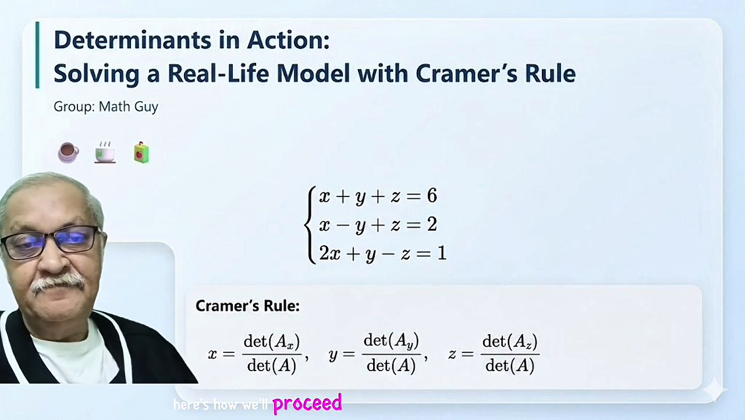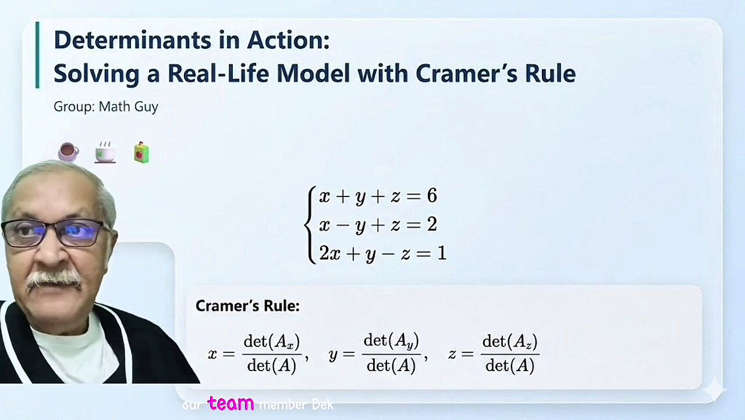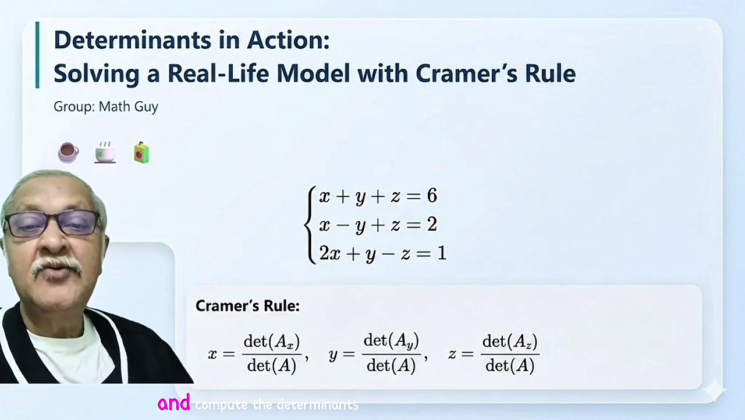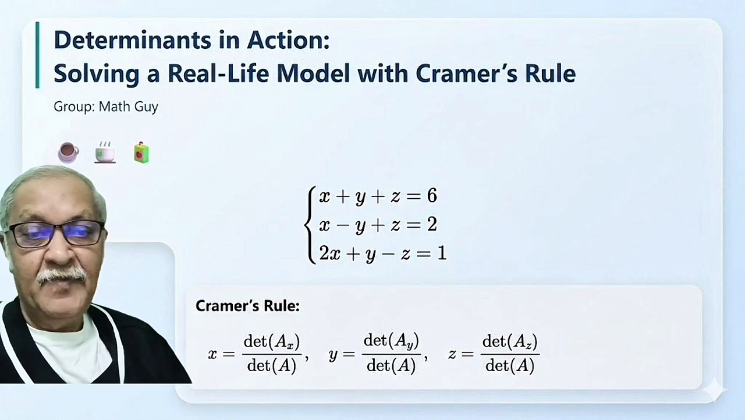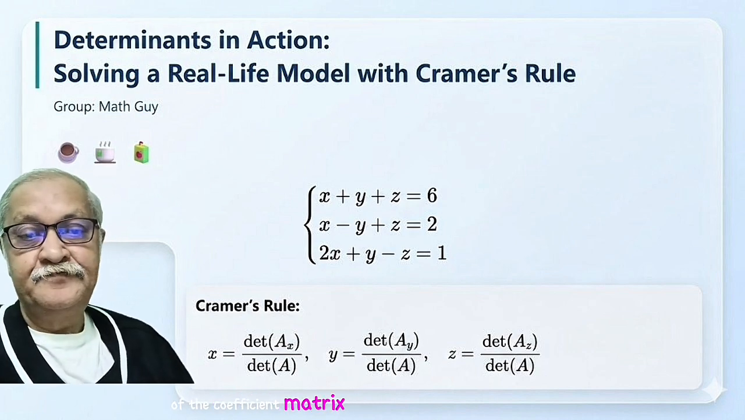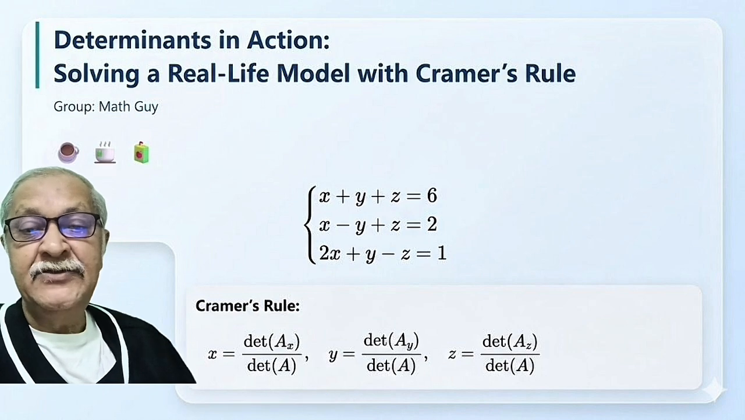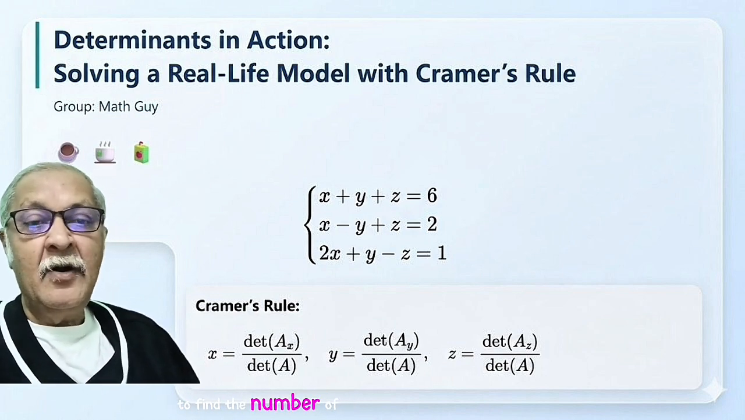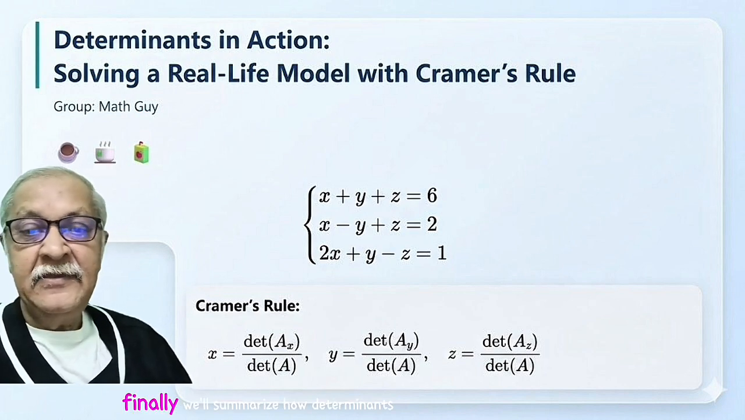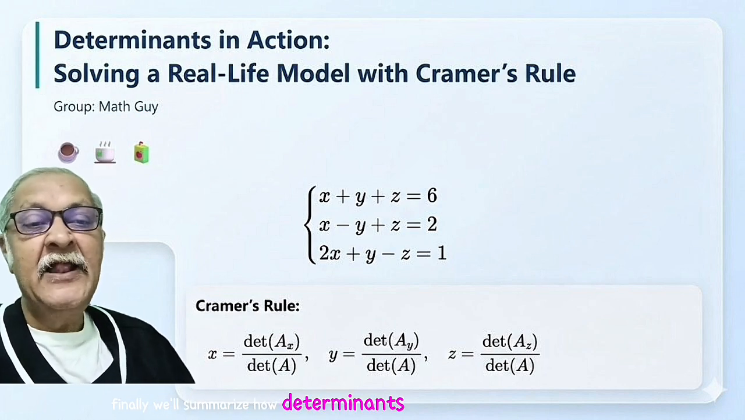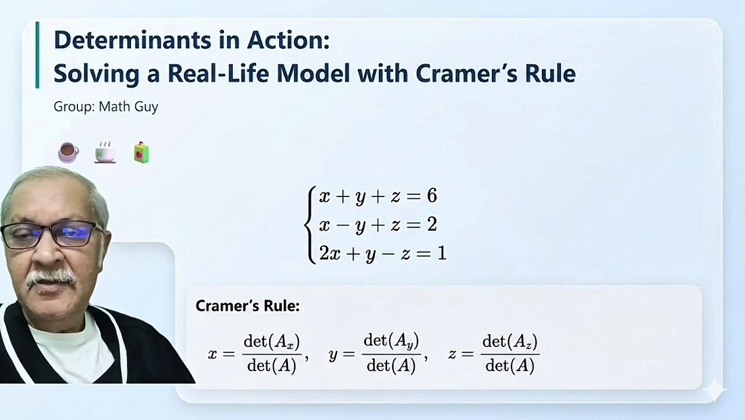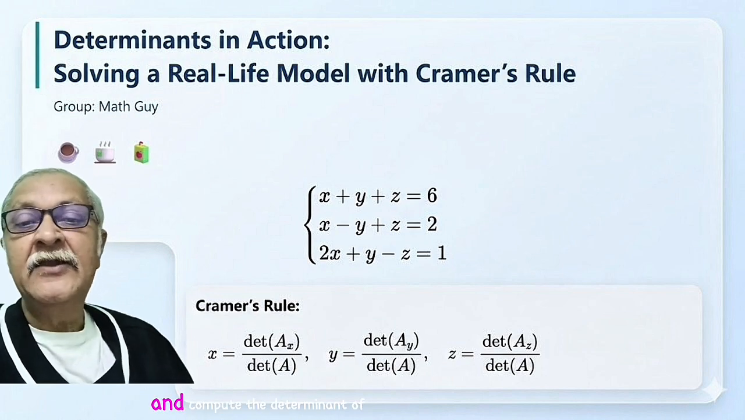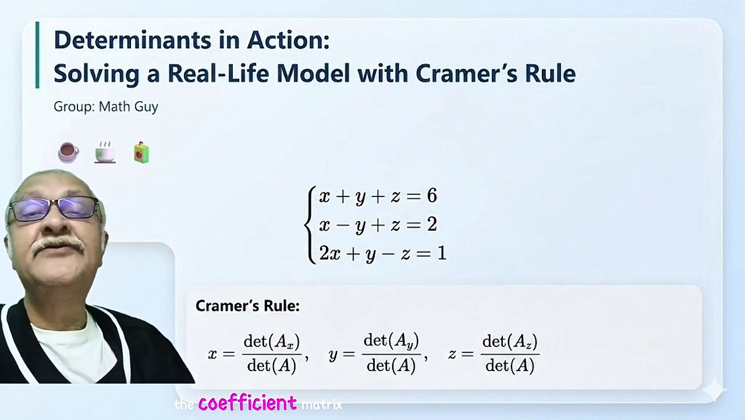Here's how we'll proceed. First, our team member Beck will set up the matrices and compute the determinants of the coefficient matrix. Then our next team member Zuhaili will use Cramer's rule to find the number of each drink. Finally, we'll summarize how determinants help solve real problems. Now, I'll hand over to Beck, who will set up the matrices and compute the determinants of the coefficient matrix.